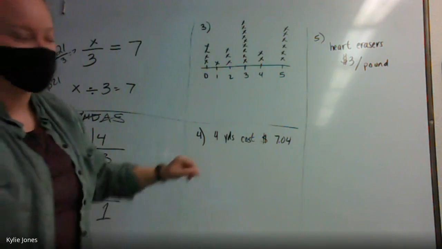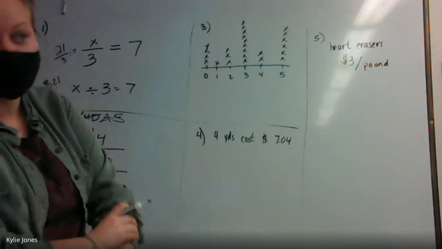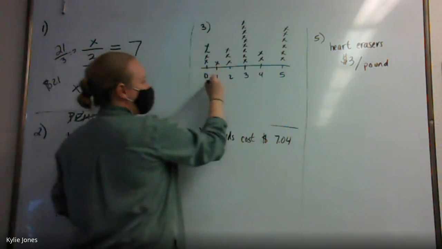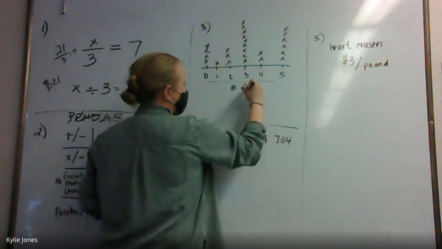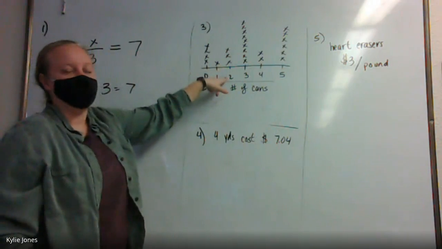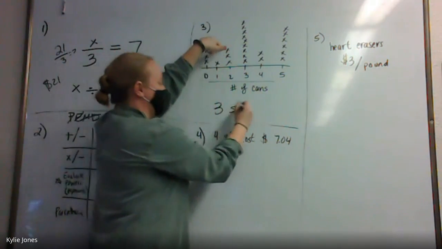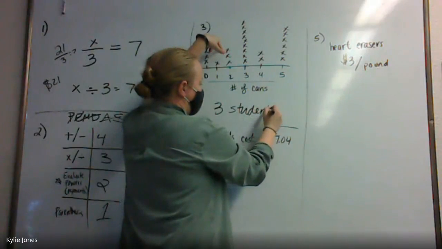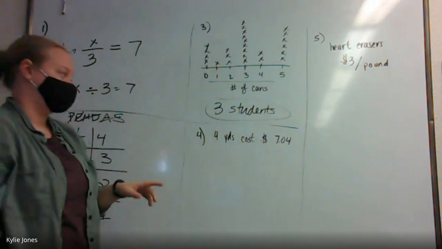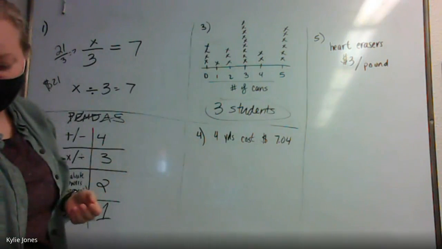What's the question it asks you about this chart? Good. How many students bought 2 cans of food? So these down here are the number of cans that they brought for the food drive. How many students brought 2 cans? 1, 2, 3. The answer is 3 students. Okay. These are weird. The next one.